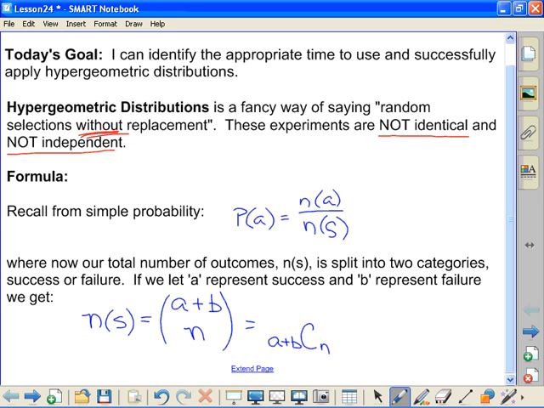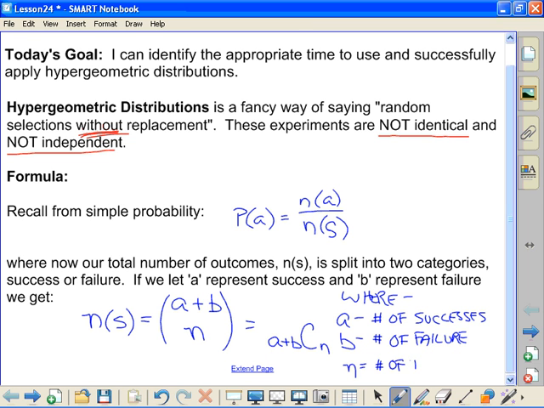Okay, so where a is the number of successes, and when I do an example, this will make a little bit more sense, b is the number of failures. So really there's only two possible outcomes here. You're either going to have a success or a failure. So if you're looking to draw the jack of spades, if it's not the jack of spades, it's a failure. And n is the number of trials. So how many times are you going to do it? How many cards are you going to pull from the deck? All right, so that's part of it.